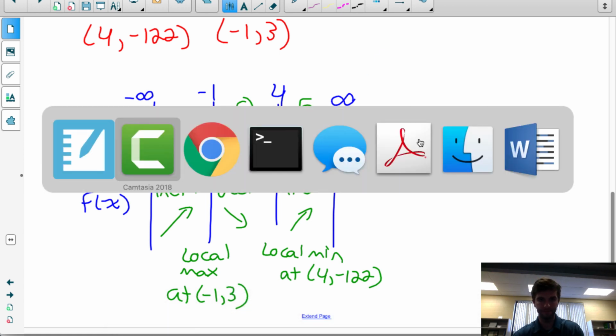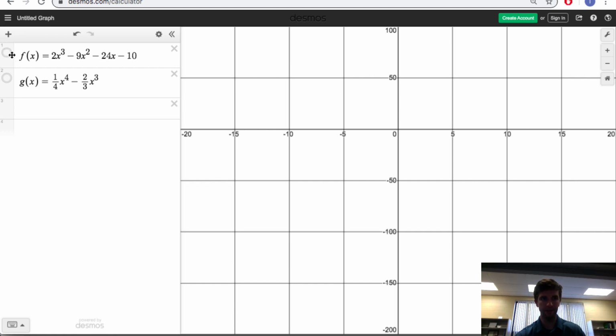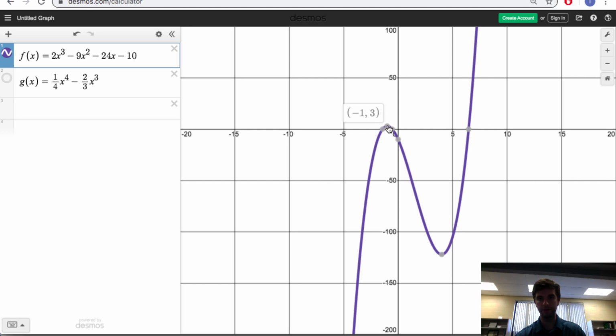Let's take a look at the graph of this just to verify that we have the correct answer. So let's look at the function. So I've got it typed out here. Here's our function. Notice I've got a local max at negative 1, 3 and a local min at 4, negative 122. Right?